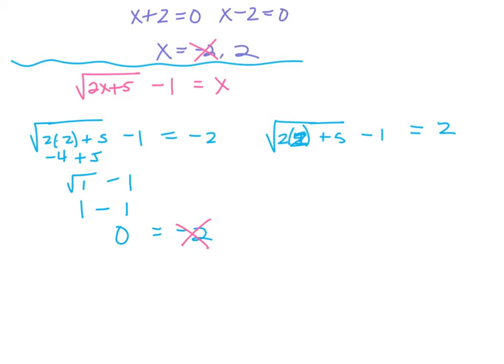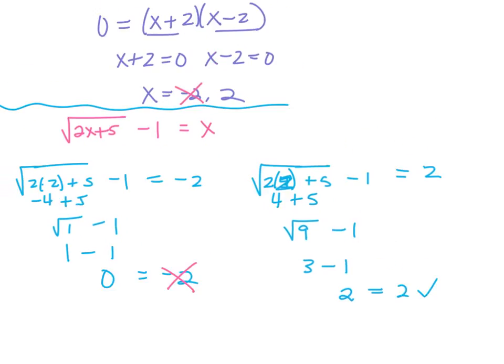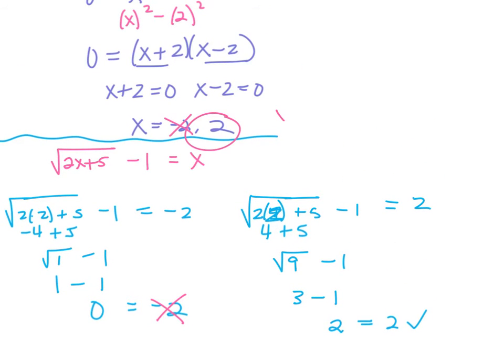All right, so 2 times 2 is 4. 4 plus 5 is 9. So we have the square root of 9 minus 1. The square root of 9 is 3. Minus 1, which is 2, equal to 2. And that one did work out. So x equals 2 is our only solution.